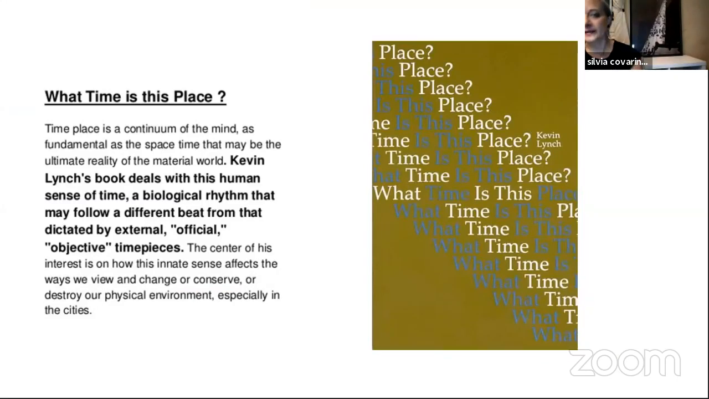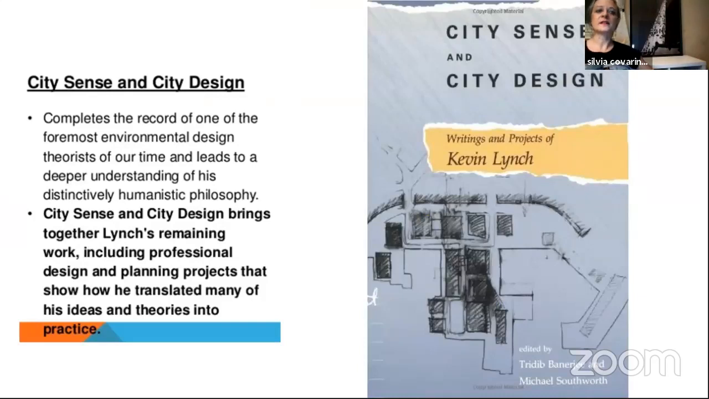What Time Is This Place? This is one of the selected books where Kevin Lynch deals with the human sense of time, biological rhythm, which may follow a different beat from that deduced by external official and objective timepieces. Then City Sense and City Design is another publication, a complete record of one of the most important environmental design authors. City Sense and City Design brings together Lynch's remaining work, including professional design and planning projects. So the different books touch the different scales and also the professional practice.